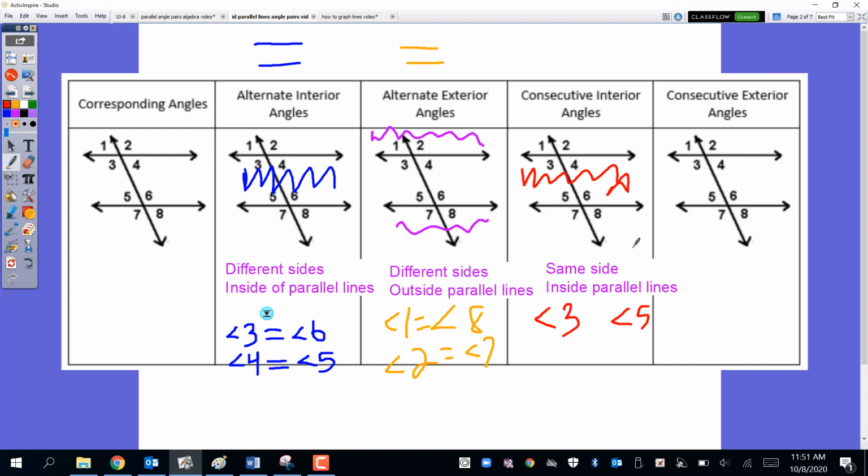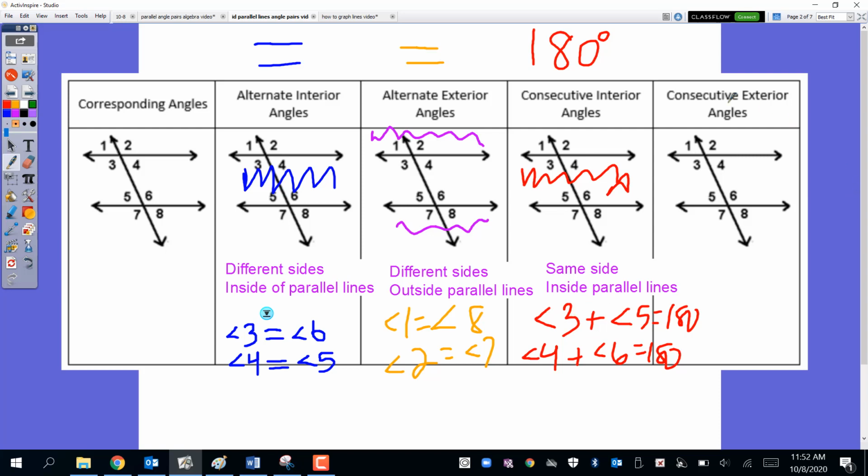What's the relationship between these consecutive interior angles? They're not equal anymore. They're going to add up to 180. So how would I write that down? I would put angle 3 plus angle 5 equals 180. My other pair of consecutive interior angles is on the other side of the line, 4 and 6. So I'm going to put angle 4 plus angle 6. They're still consecutive, which means they're still adding up to 180.